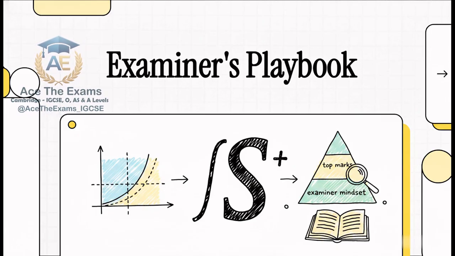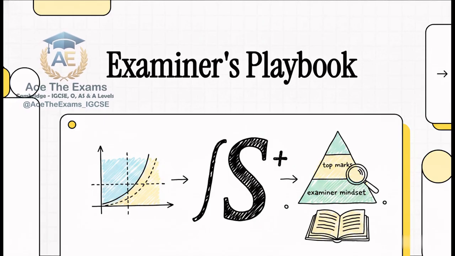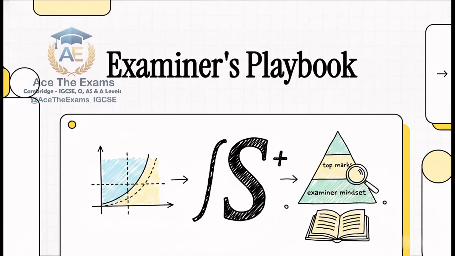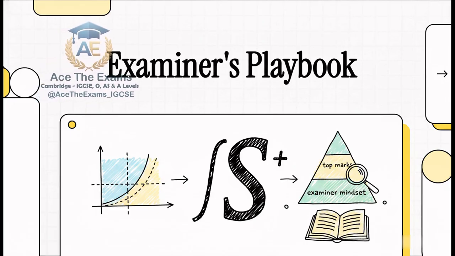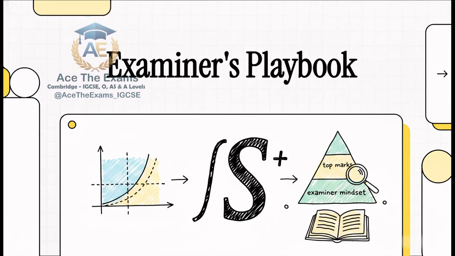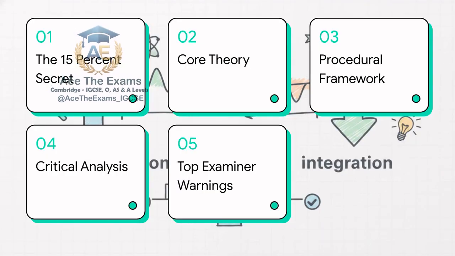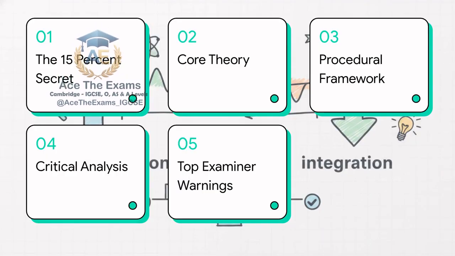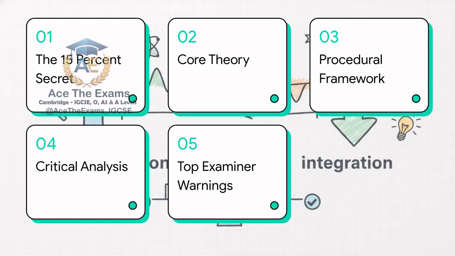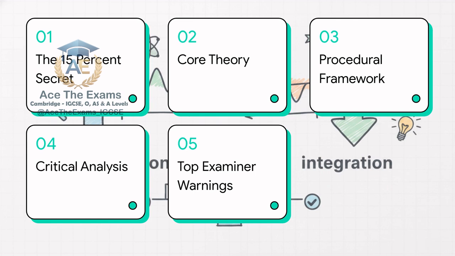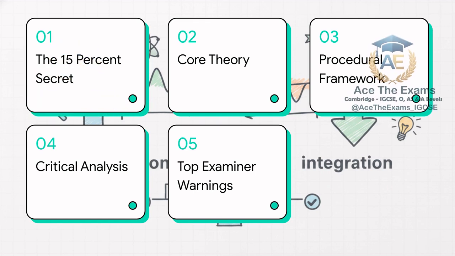We aren't just memorizing formulas today. Anyone can do that. We are breaking down the exact mechanics of how you are graded, how those examiners actually think when they see your paper, and how you can systematically secure those top marks every single time. Okay, let's dive right into this roadmap. We'll start with the 15% secret, move into the core theoretical foundations, break down the procedural framework, elevate your critical analysis skills, and finally, reveal the top examiner warnings.